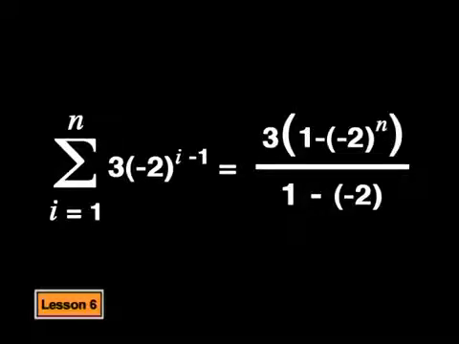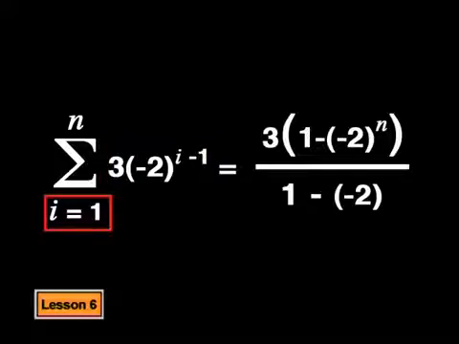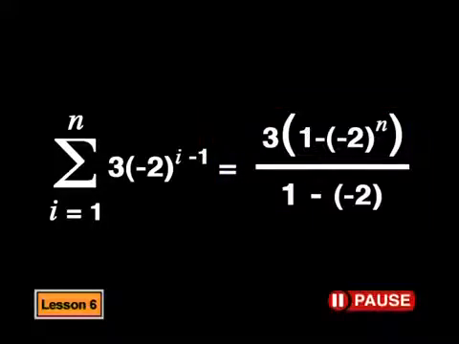Just to prove the point, let's look at how the sum of a geometric series behaves when r is not between 1 and -1. Consider the following series. It is written in sigma notation. The sum of all the terms, 3 times -2 to the power i minus 1 from i equals 1 to i equals n, is 3 times 1 minus -2 to the power n divided by 1 minus -2. I would like you to please use the formula to calculate the sum of 3 terms, 4 terms, and 20 terms.